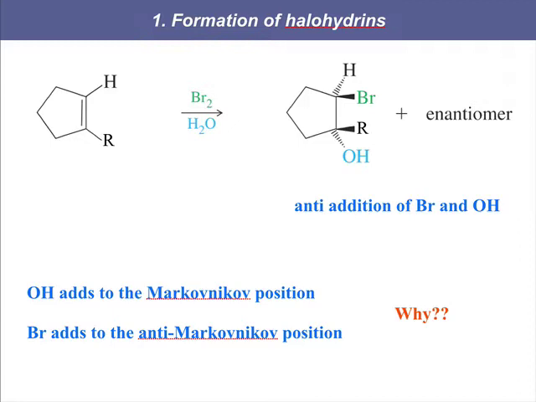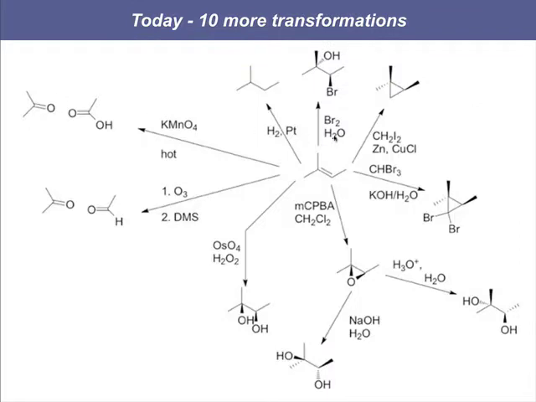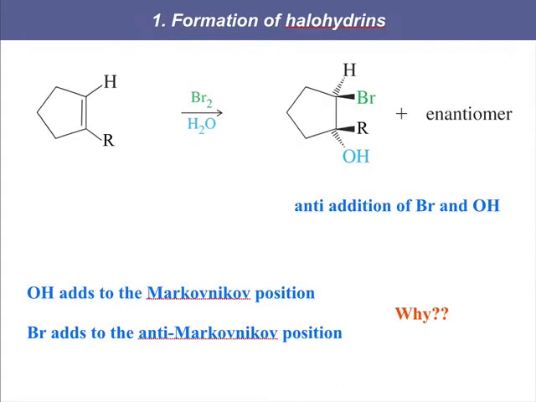So let's start with formation of halohydrins. Just to go back a second, we're going to start here: the addition of Br2 and water to a double bond. We call this formation of halohydrins. And here's the big picture. We have our alkene, a double bond, and we're going to add a halogen, Br2, could be Cl2, but usually it's Br2, and water.